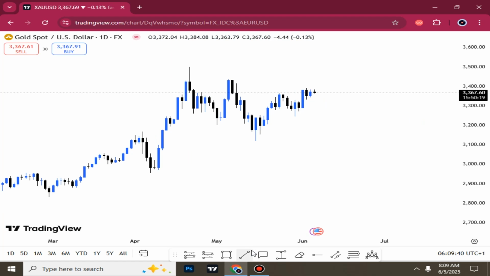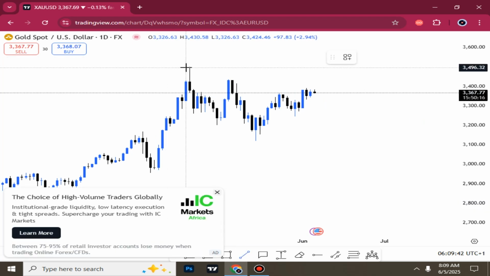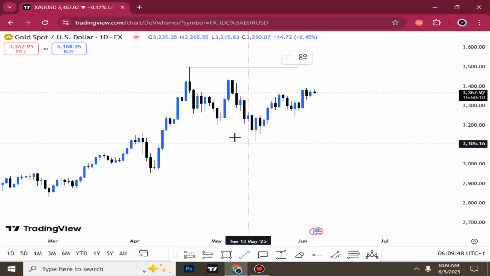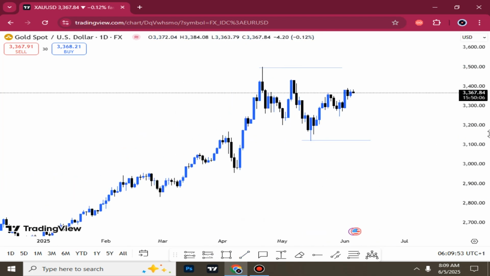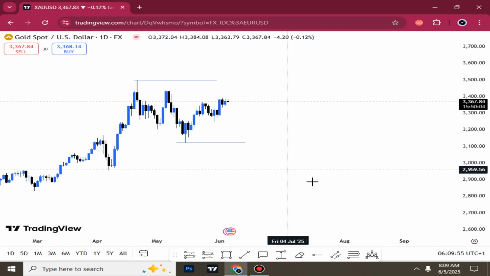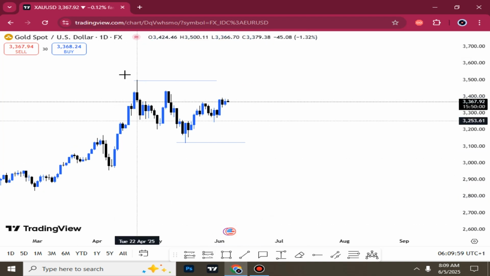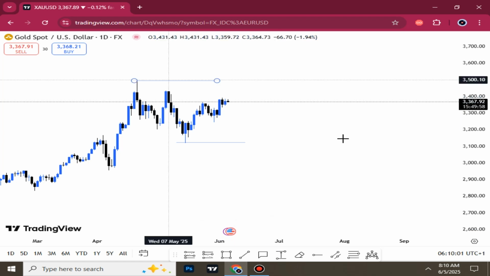Now if you look at this level right here, that was the last high. We can call this our highest high, and let me just remove this, and this of course right here is our last low or our lowest low right there. So right now all we can say is that gold is cruising on this channel. Gold is cruising around this channel right here.